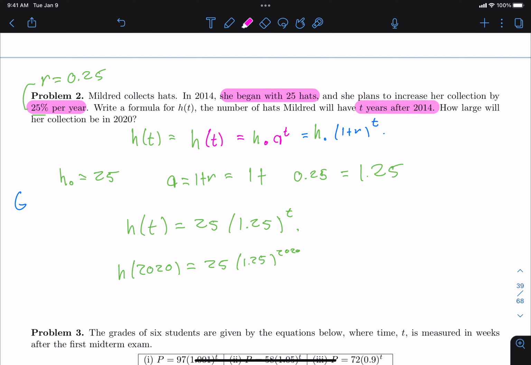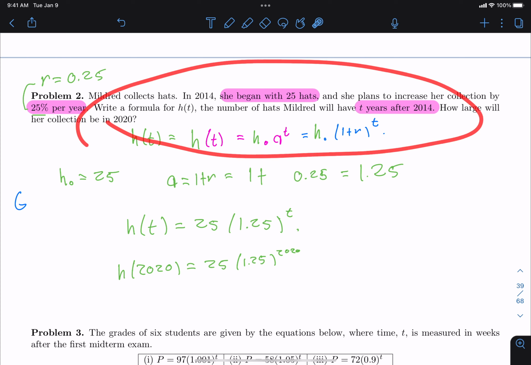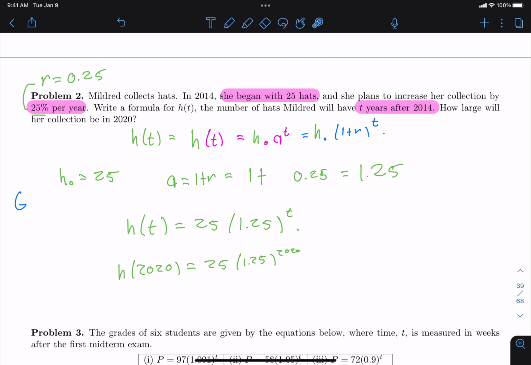So you can see a lot of this stuff is kind of garbage, right? You don't really need to read it, but you need to be able to extract the relevant mathematical pieces, make it into a mathematical problem, and then what do we do? We plug in our numbers, which T is going to be, if we're in 2020, 6 years since 2014. So we plug in 6. And what do you get when you do that? Something like 95.37.